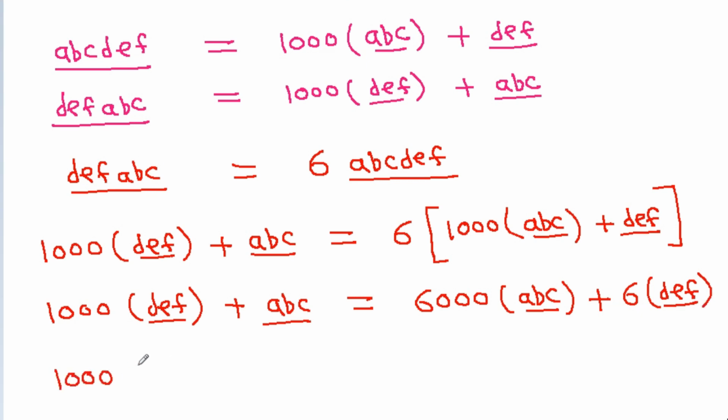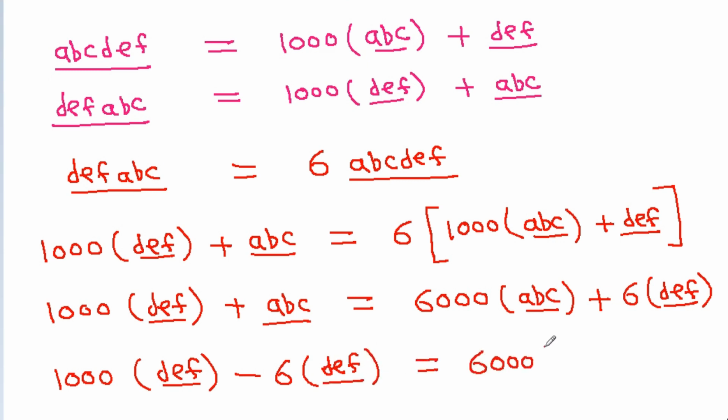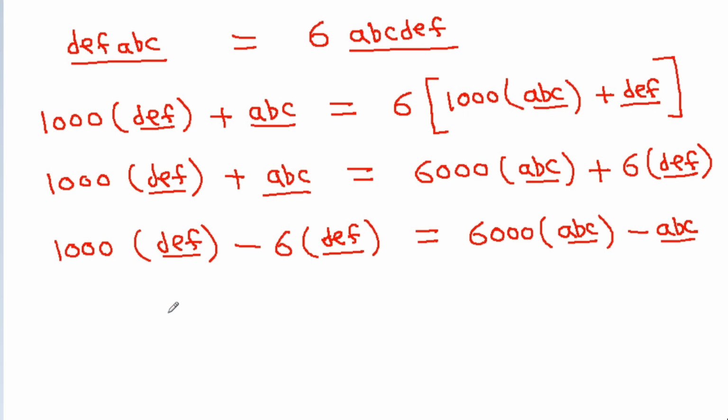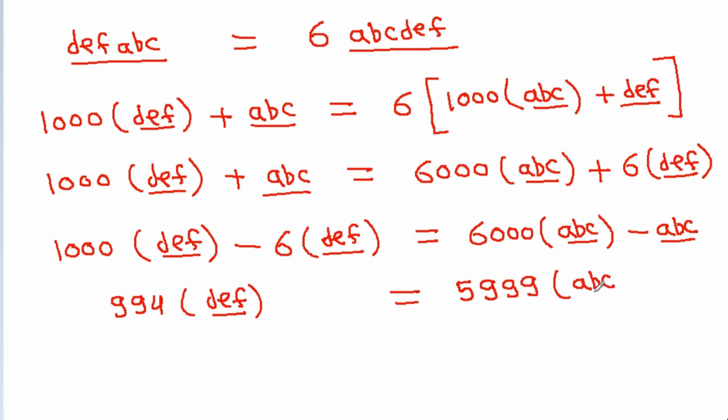And 1000 times DEF minus 6 times DEF will be equal to 6000 times ABC minus ABC. And 1000 minus 6 is 994 times DEF, which is equal to 6000 minus 1, that is 5999 times ABC.